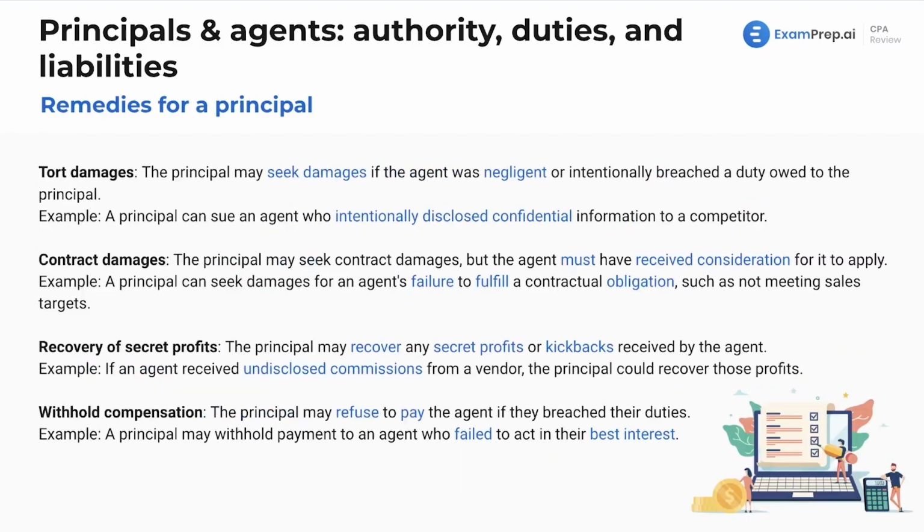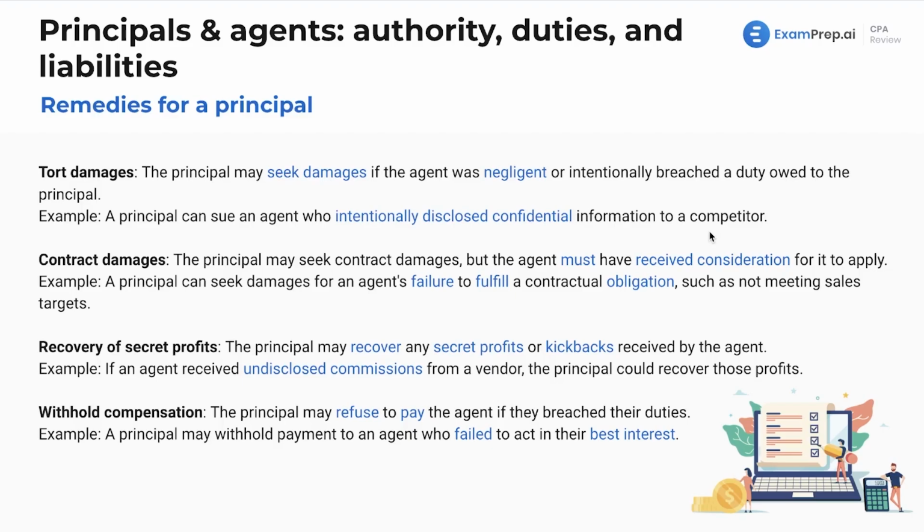Remedies for a principal. So what are some things that you can do to get damages back as a principal? There are damages, we'll see examples here. Tort damages. The principal may seek damages if the agent was negligent or intentionally breached a duty owed to the principal. Makes sense. I think a lot of these are pretty fair. A principal can sue an agent who intentionally disclosed confidential information to a competitor.